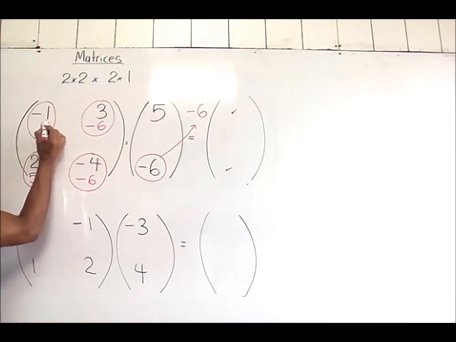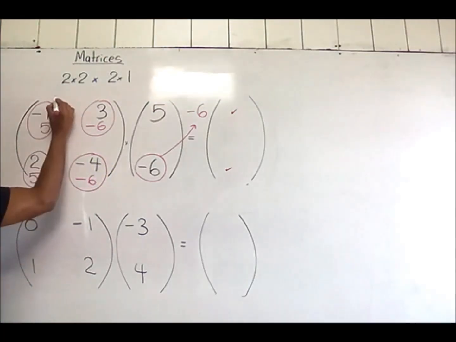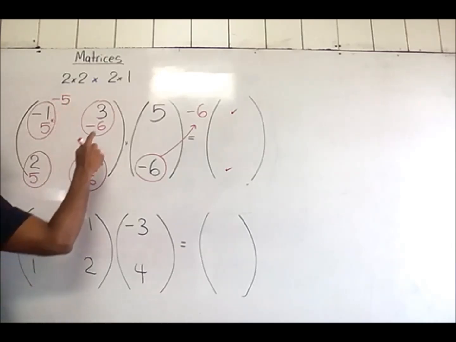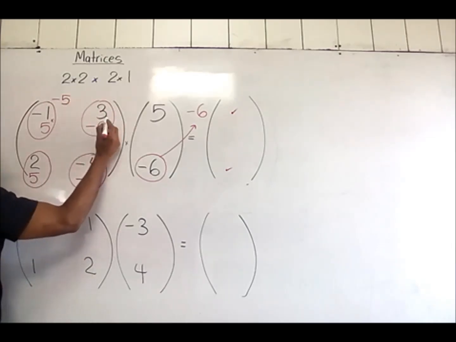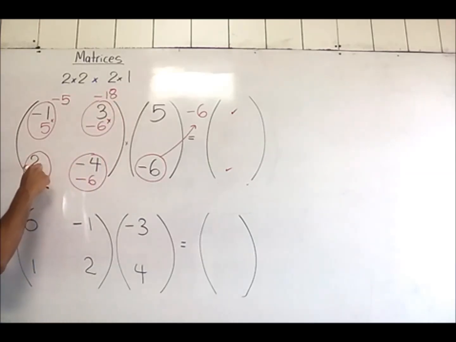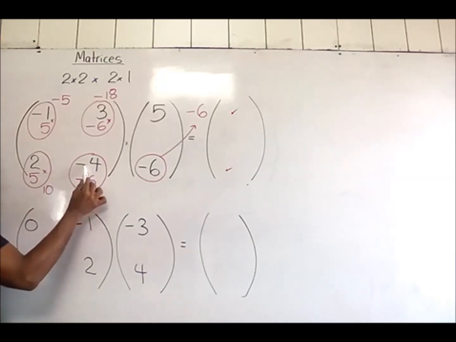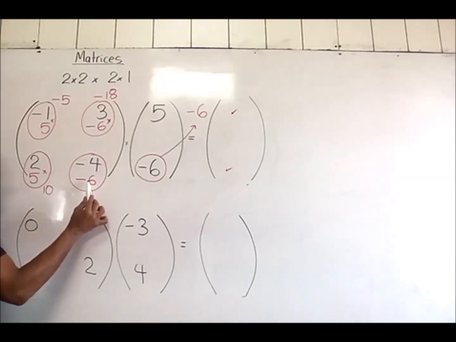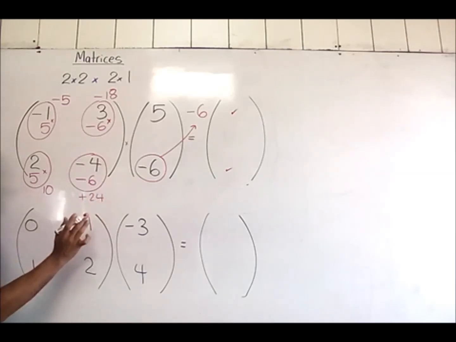Each combination now, each pair, we're going to multiply each one of them. So, minus 1 multiplied by 5 is minus 5. 3 multiplied by minus 6 is minus 18. 2 multiplied by 5 is 10. Minus 4 multiplied by minus 6 is positive 24.